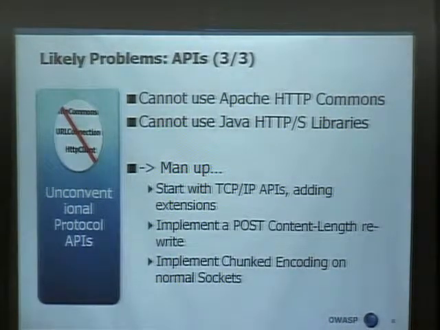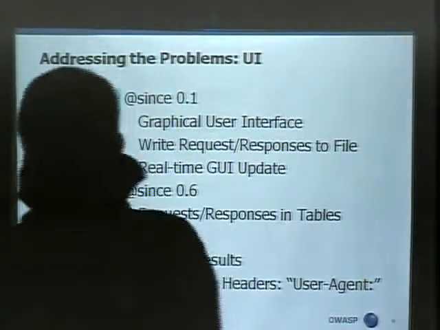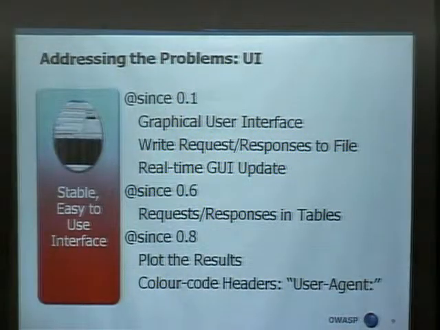So these are the likely problems that you're going to have if you try to put together a fuzzer for web applications. How do we address these problems? Well, on the simplest of the categories, the user interface, have a graphical user interface that updates in real time, straightforward. Requests, responses in tables, so group them together so that you can sort them, etc. And also offer a bit of basic UI features, color coding, etc. Again, I don't want to spend too much time on this.